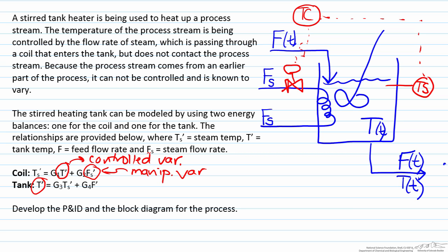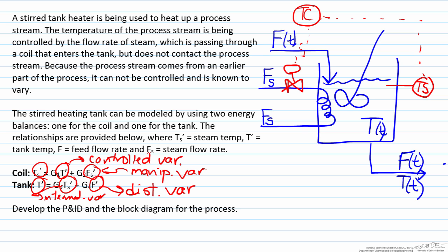The flow rate of the process stream is something that we can't control and is allowed to vary. So therefore, this represents a potential disturbance to the process. So therefore, this represents a disturbance variable. And T prime S is some sort of intermediate variable which will be changed based on these energy balances. However, it is something that we cannot directly control, and it is not something that we are trying to control.